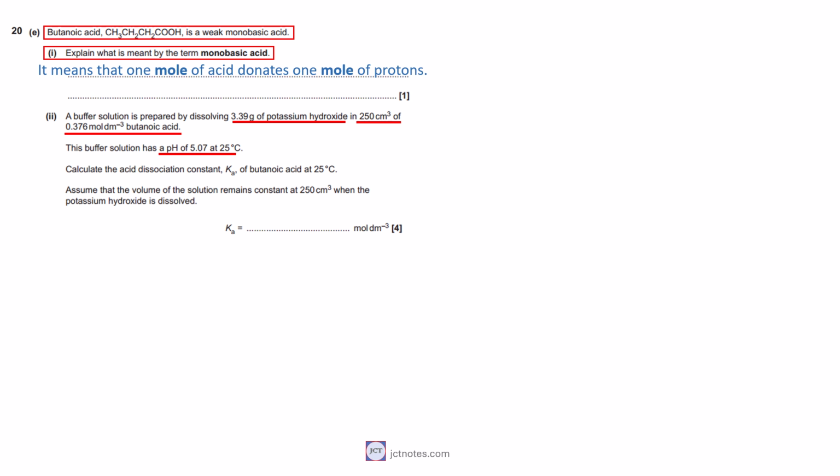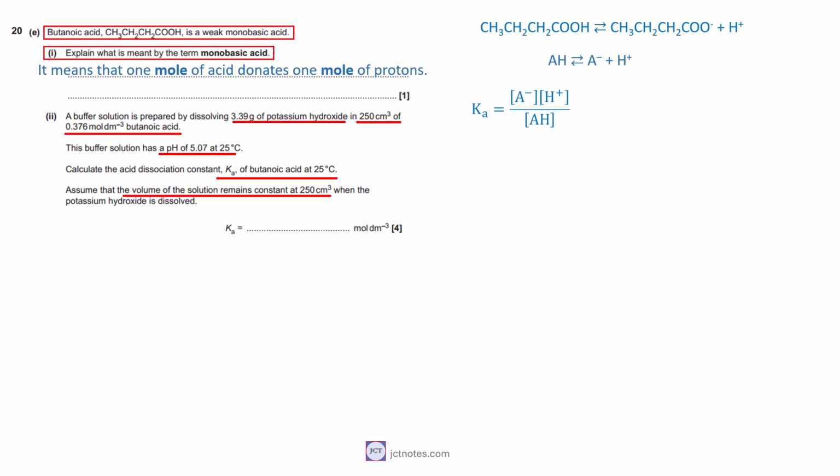We are asked to calculate the acid dissociation constant of butanoic acid at 25 degrees Celsius, assuming that the volume of the solution remains constant at 250 cubic centimeters when the potassium hydroxide is dissolved. To simplify, I use AH instead of butanoic acid and A- instead of butanoate ion. To obtain the value of the dissociation constant, we need to find the concentrations in equilibrium of the protons, butanoic acid, and its ion. The concentration of protons can be found from the pH.